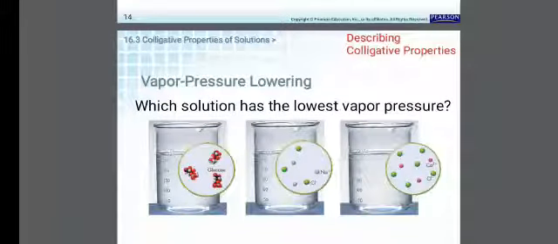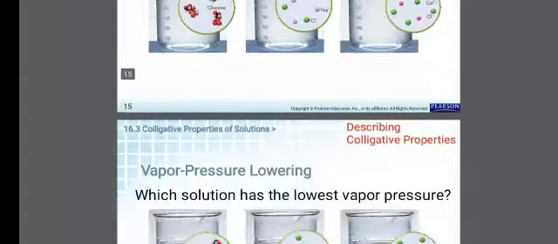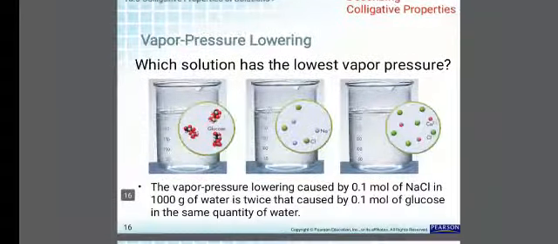There are 3 solutions: glucose, sodium chloride solution and calcium chloride solution. Which solution has the lowest vapor pressure? The vapor pressure lowering caused by 0.1 mole of sodium chloride in 1000 gram of water is twice that caused by 0.1 mole of glucose in the same quantity of water.